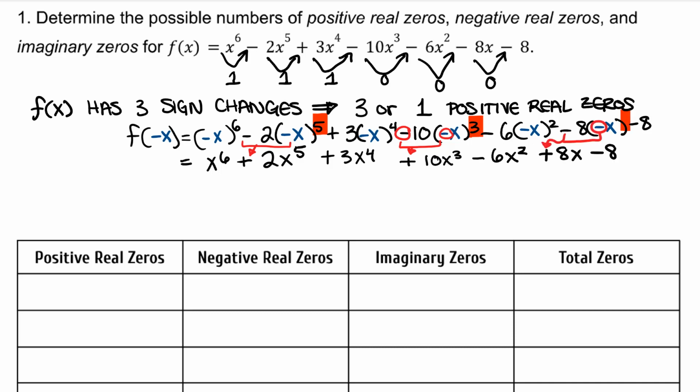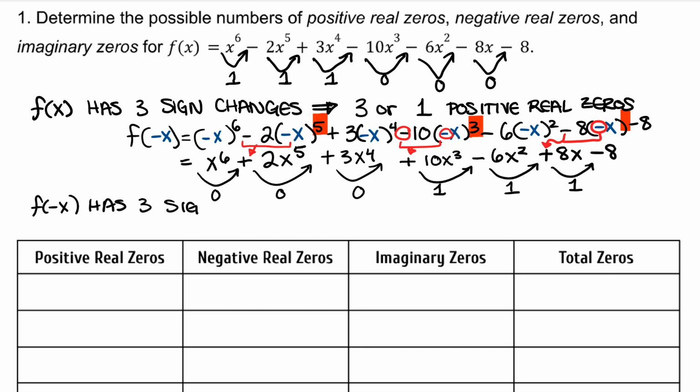Time to test the sign changes in f of negative x. We go from positive to positive, which means no change in sign. Positive to positive. Here is positive to negative, we have 1 change. Negative to positive, another 1. Positive to negative, another 1. F of negative x has 3 sign changes, which means f of x has 3 negative real zeros or 1 negative real zero.